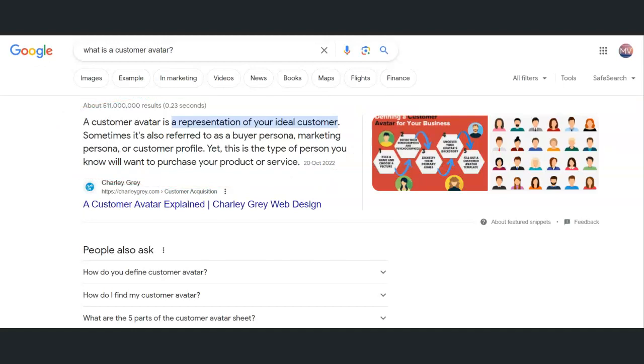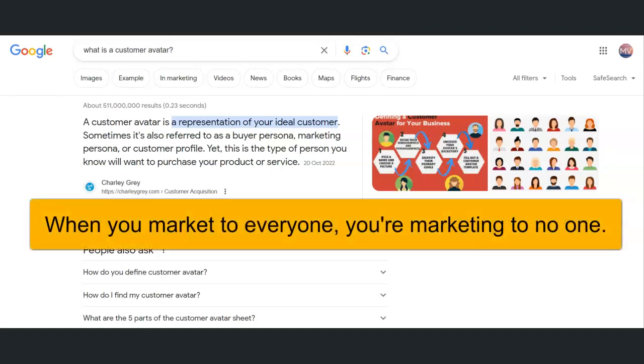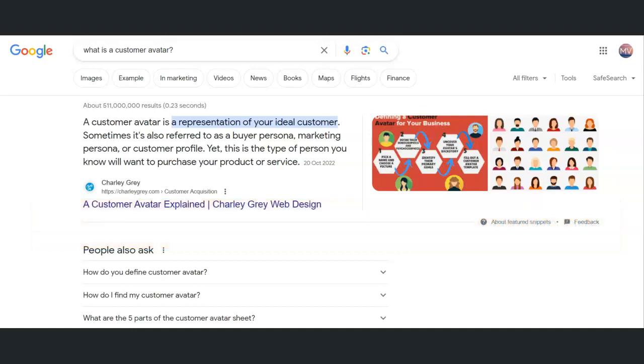Why is this important? This is very important because there's a famous saying in marketing speak, which is when you market to everyone, you're marketing to no one. Okay, I'll say that again. When you market to everyone, you're marketing to no one. And that's because you're everything to everyone. It's difficult for your ideal customer to really identify that what you're saying is for them. Does that make sense? Because it seems like it could be for everybody.